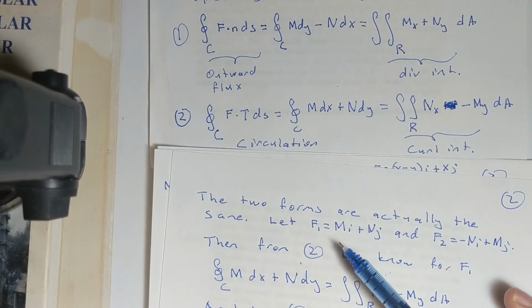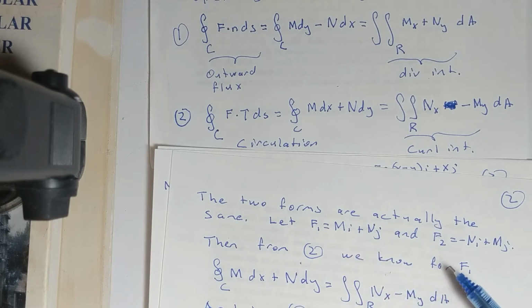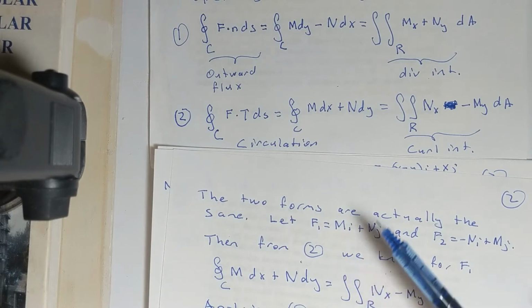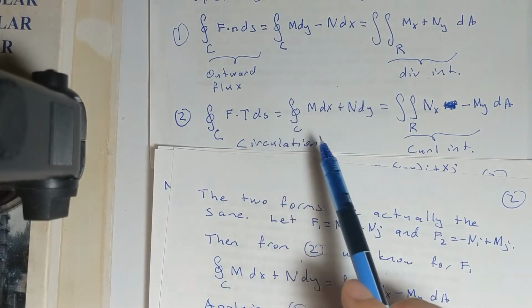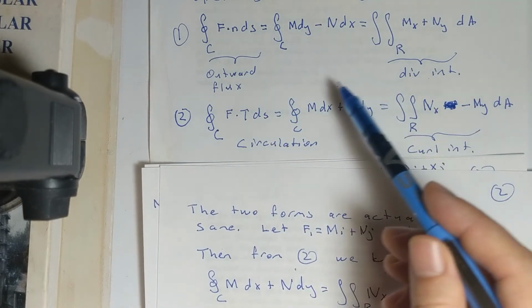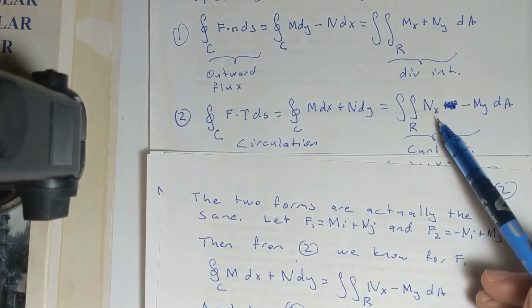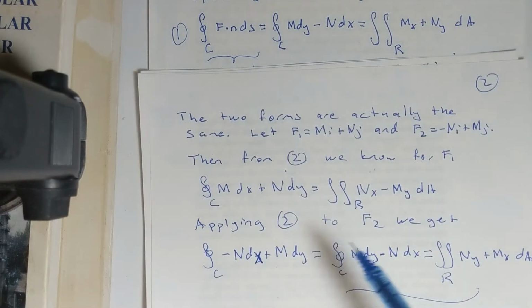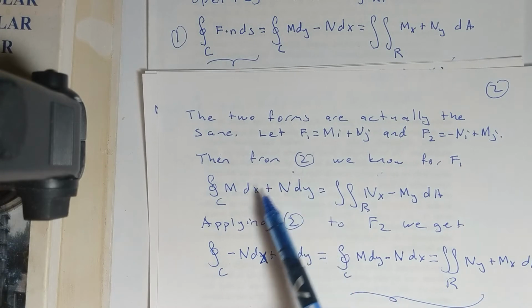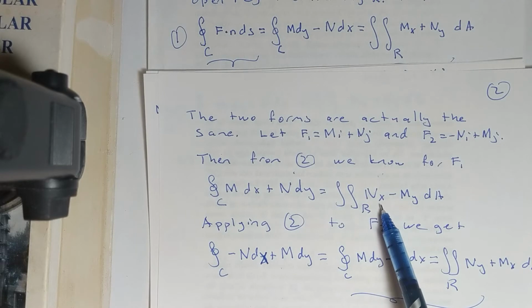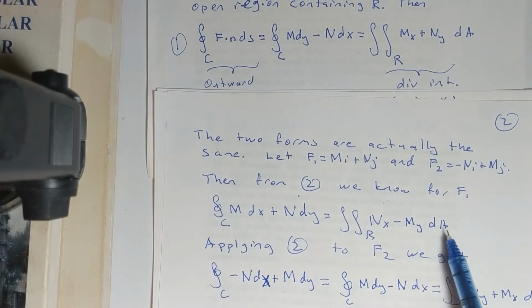Let's take two force fields, two vector fields. F1 should be M i plus N j, and F2 is minus N i plus M j. Now, if we use the second form, the integral of F dot ds, M dx plus N dy, is equal to the double integral of N_x minus M_y dA, so this is the bit you want to memorize. Then the second form gives us, for the first field F1, M dx plus N dy equals N_x minus M_y dA.